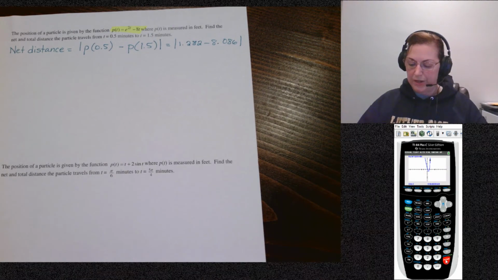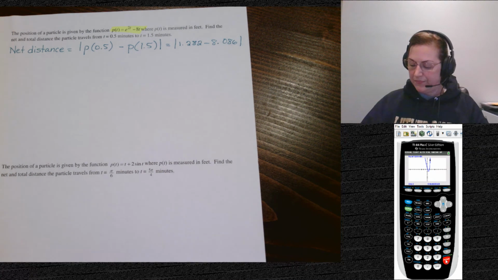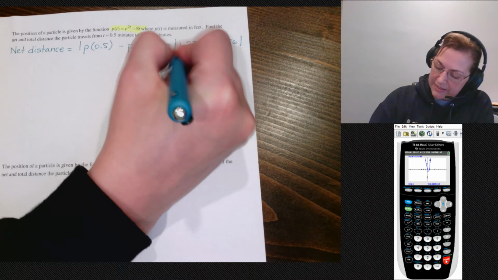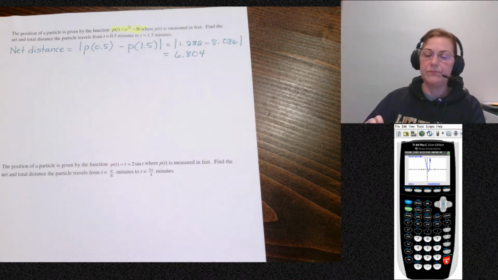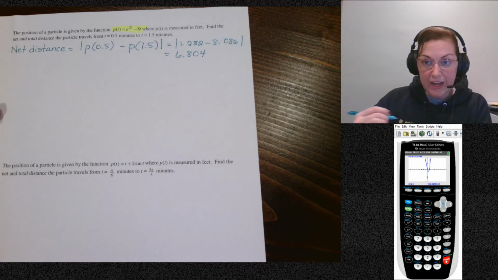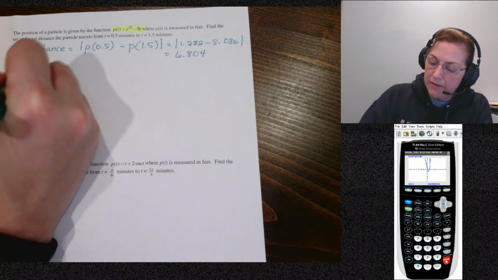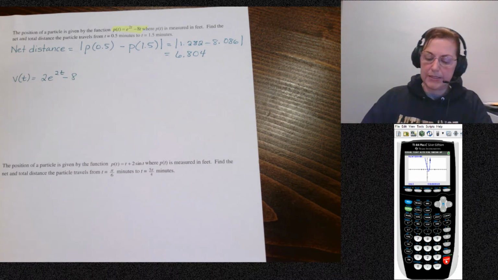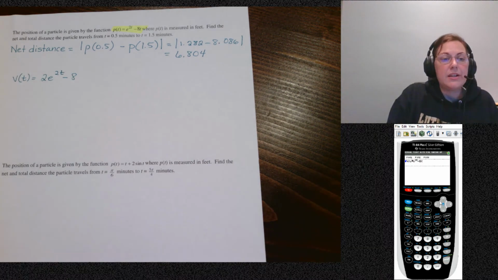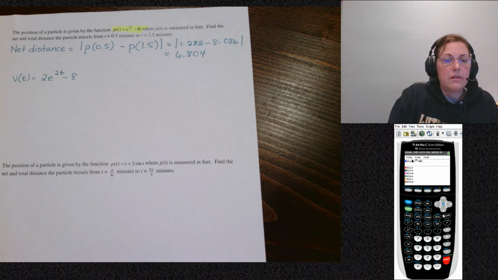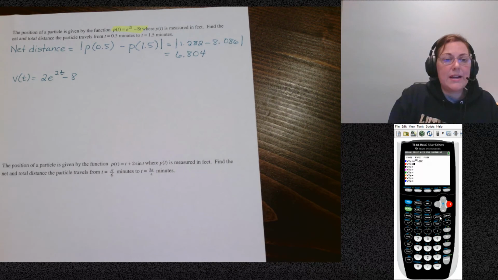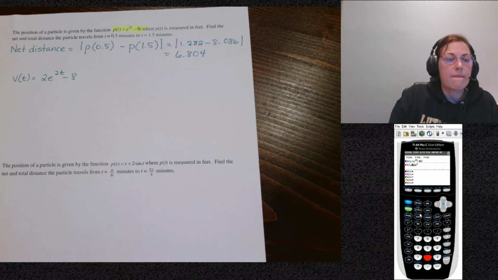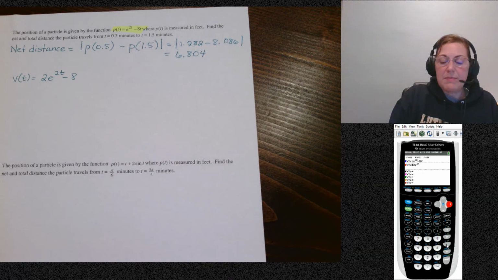I'm going to do it pretty quickly on my 4 function. And I get 6.804. All right, now let's check the velocity again for this one. The derivative would be 2e to the 2t minus 8. Again, in my calculator, I'm going to turn the function off, and I'm going to go to the y2 and put the derivative in. And then I'm going to see if it changes signs.